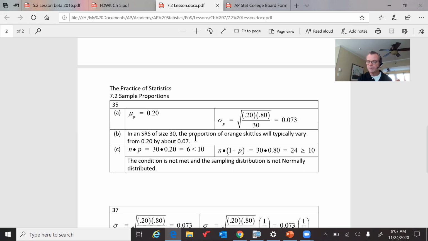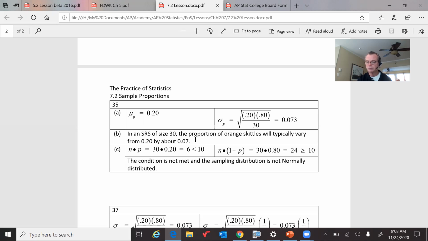So what is it? How do you interpret that? In a simple random sample of size 30, the proportion of orange Skittles will typically vary from 20% by about 7%. So between 13 and 27%.